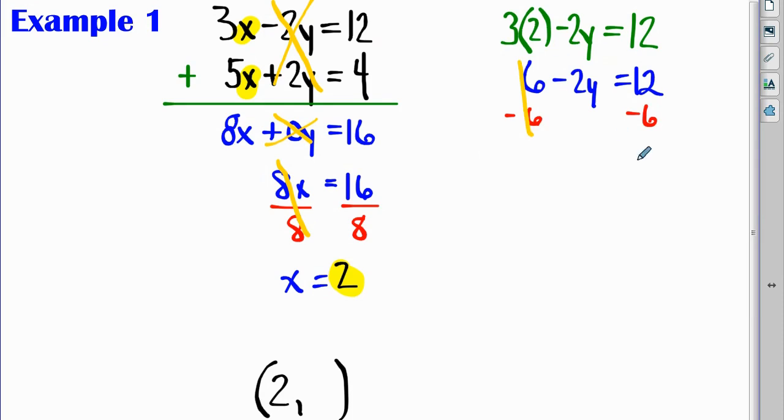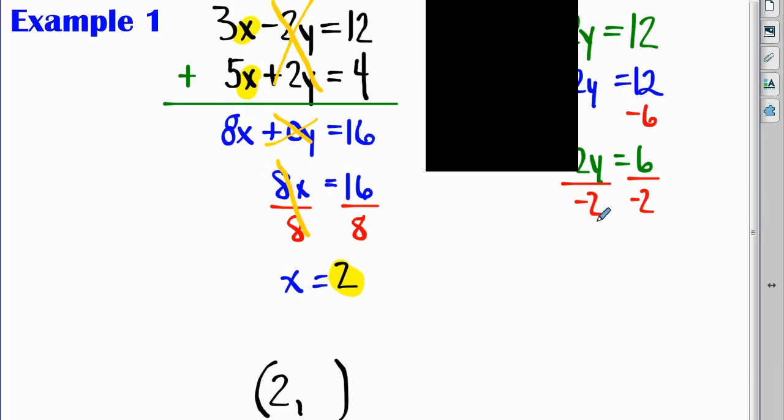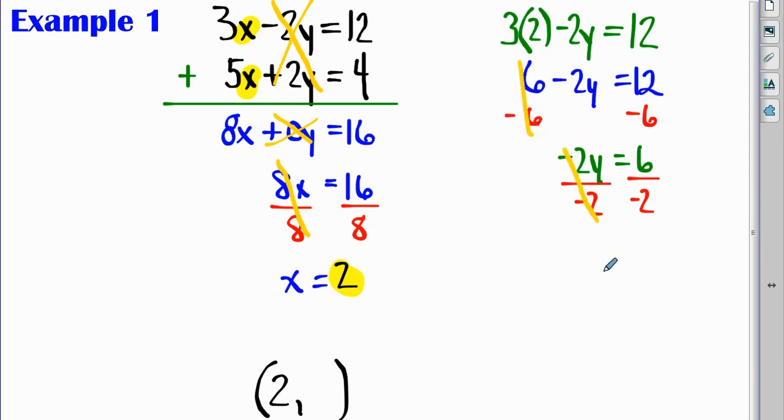And then we would have negative 2y still, equals, that makes positive 6. And then we would divide by negative 2, and that would eliminate there. And y equals, that makes negative 3. All right, and so then that is the y coordinate, negative 3.